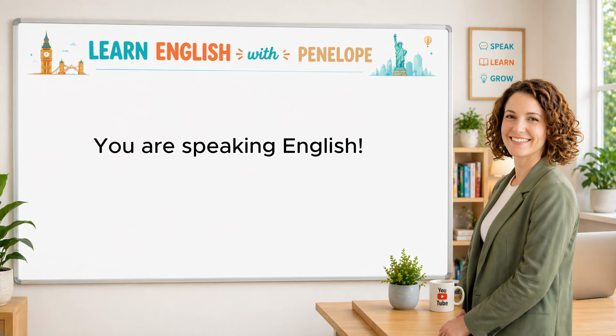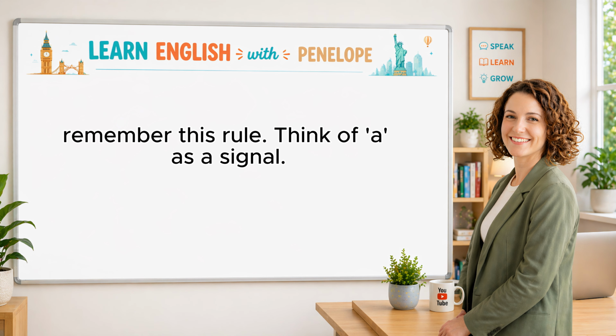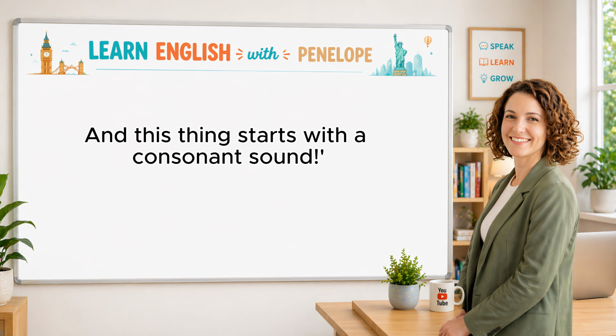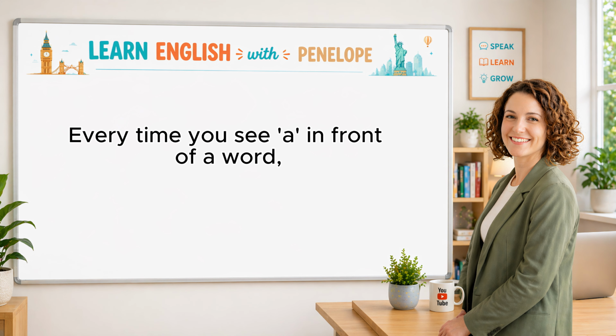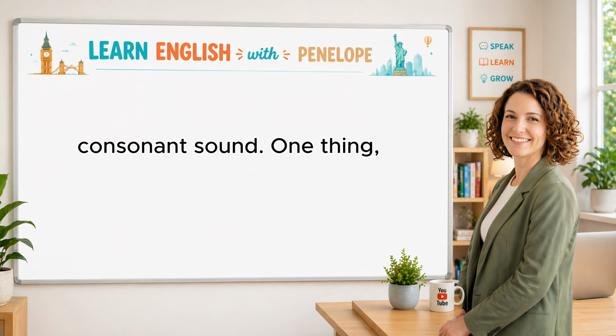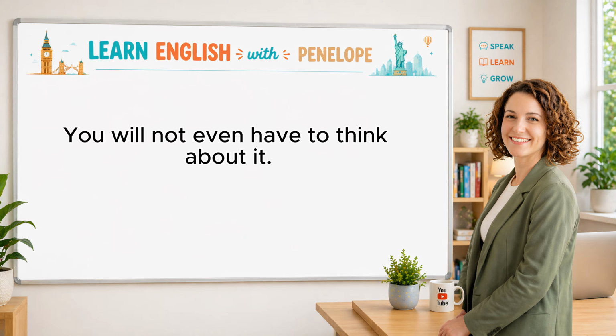Perfect. You are speaking English. I want to give you a little tip to help you remember this rule. Think of A as a signal that says, one thing is coming, and this thing starts with a consonant sound. Every time you see A in front of a word, your brain should think, one thing, consonant sound. One thing, consonant sound. After a while, it will become automatic. You will not even have to think about it.